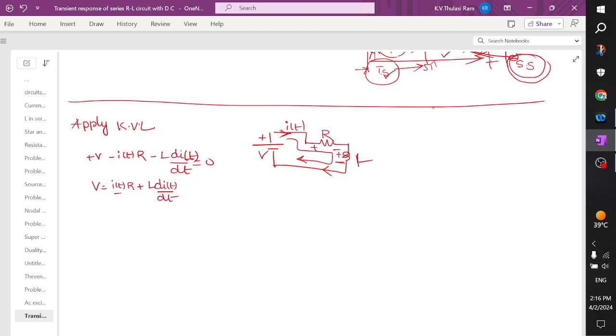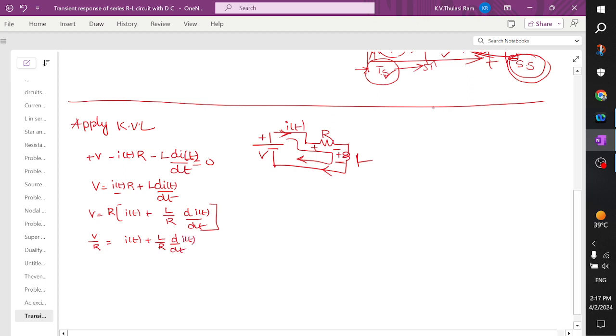Okay, so now I want to express this in terms of I of t. So what I'm going to do is I'm bringing this r common. So v is equal to r into, when you take r common, this is nothing but I of t plus l by r into d I of t divided by dt. So now you got this value. So I'm bringing this r to the denominator and I'm expressing v by r is equal to I of t plus l by r into d by dt of I of t.